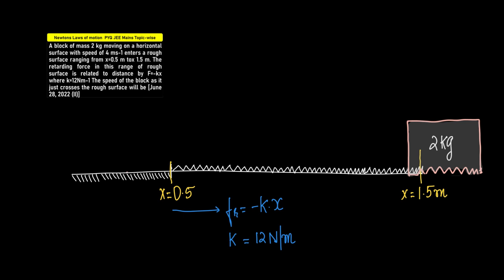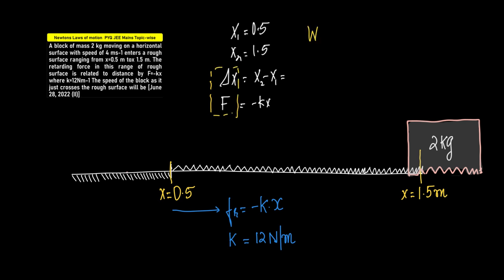What we need to understand here is, what are we given? We've been given x1, which is equal to 0.5. We've been given x2, which is equal to 1.5, which means we can find delta x, which is nothing but x2 minus x1. We're also given F, which is equal to minus kx. The moment you see delta x and F, what should come into your mind? Work done by this retarding force will be equal to F retarding dot delta x, right?